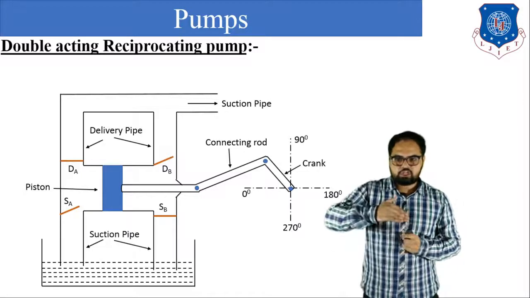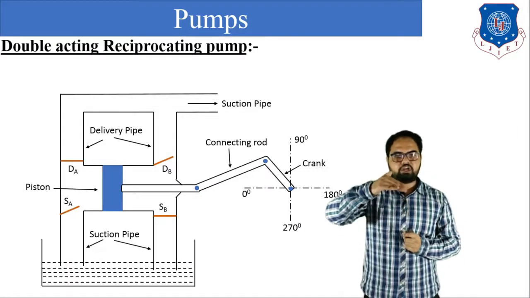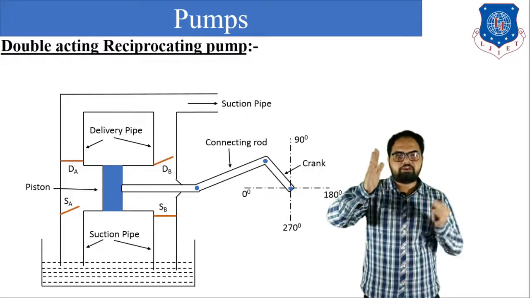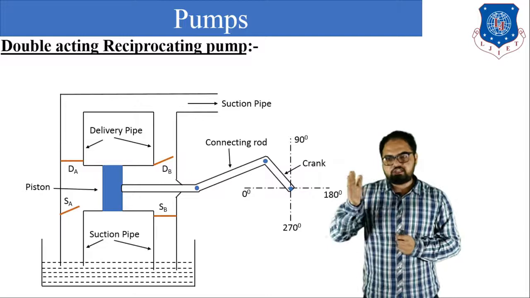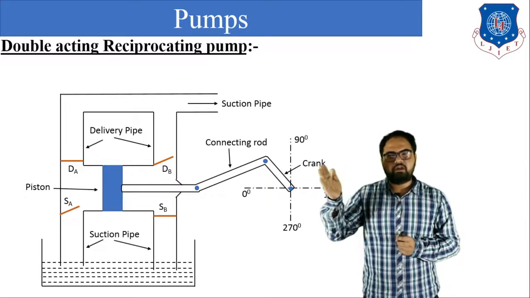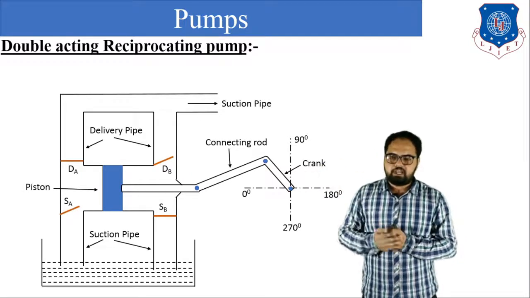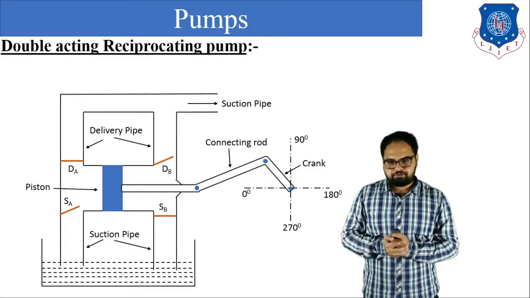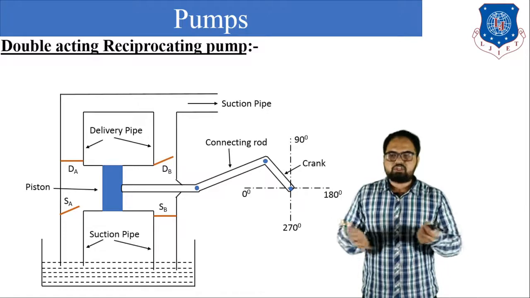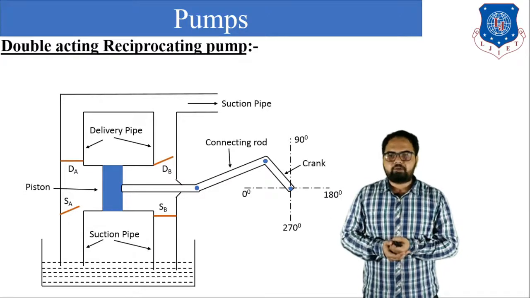So the suction of liquid takes place from suction pipe B to the right side of the cylinder, and discharge of liquid takes place on the left side of the cylinder, as positive pressure is generated on the left side of the piston. So this is all about the double acting reciprocating pump.